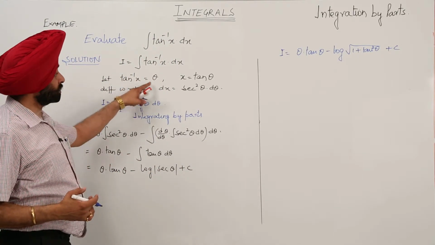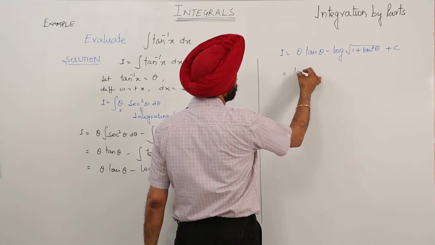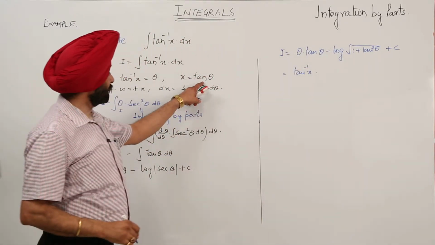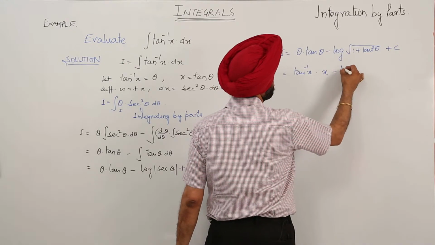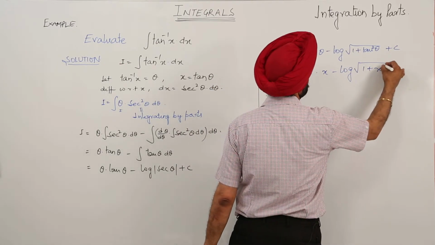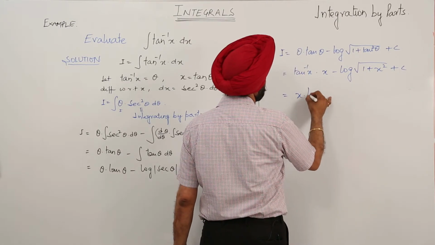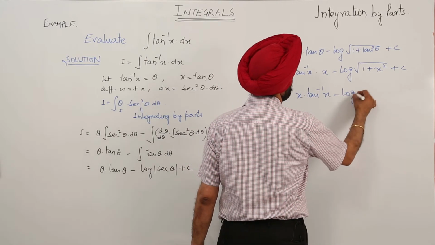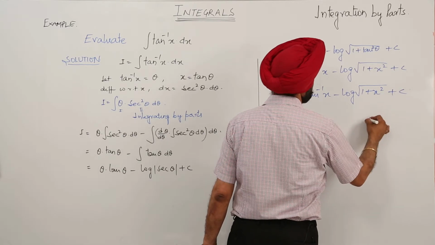Now we have to put the values which we have supposed. Let tan inverse x is equal to theta. So what we are having, theta is tan inverse x, tan theta is what? x. Minus log under the root 1 plus x square plus c, or this can be written x tan inverse x minus log 1 plus x square plus c. Answer.